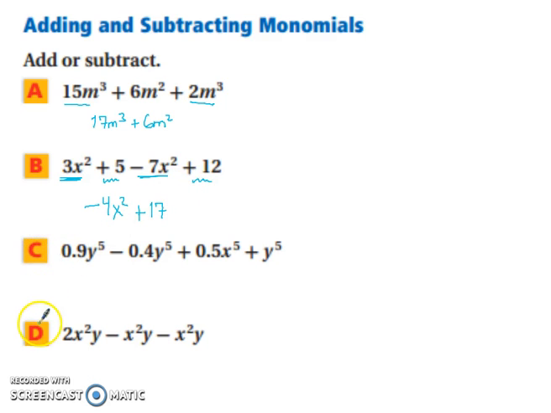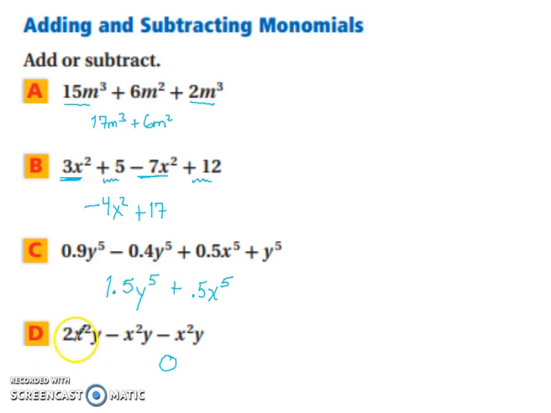Take a moment and try C and D on your own. When you return to the video, the answers will be revealed. So when we combine 0.9y to the fifth, negative 0.4y to the fifth, and 1y to the fifth, we end up with 1.5y to the fifth. And then this 0.5x to the fifth, we can't do anything with it, so it stays. Just because they both have a power of 5 doesn't mean you can combine them. Their bases have to be the same as well.